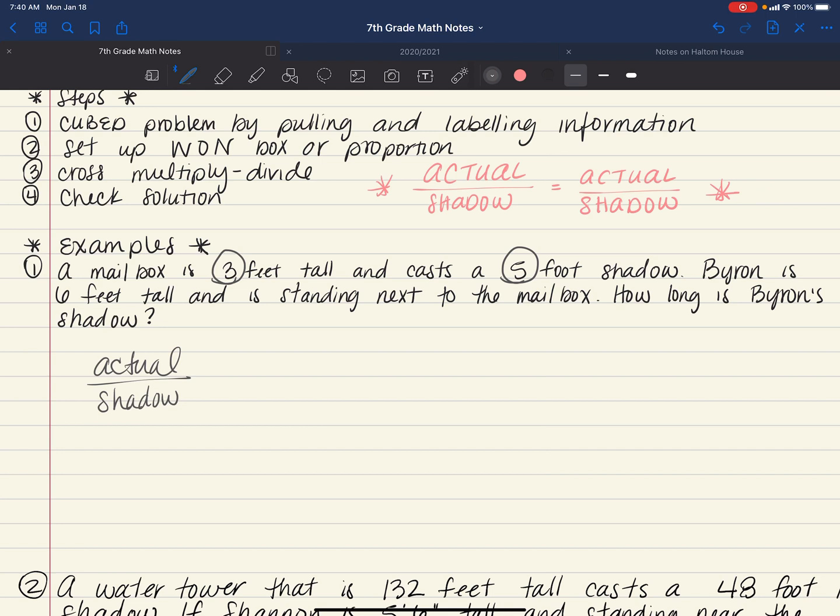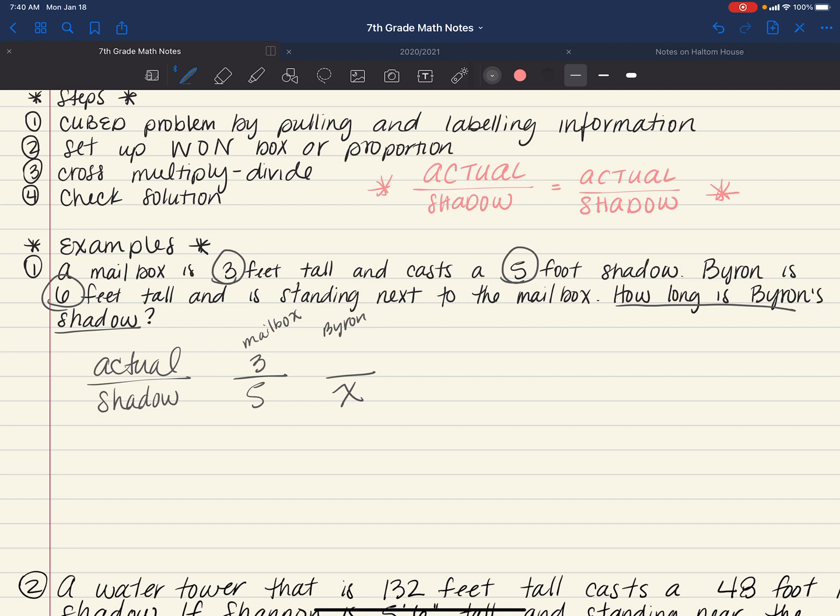And I have to keep the mailbox numbers together. So that's going to be 3, the actual height of the mailbox, over the shadow's height of the mailbox, 5. Byron is 6 feet tall and is standing next to the mailbox. How long is Byron's shadow? So I know that the shadow length for Byron is going to be my variable because I don't know it. So I need to pull out a letter to represent it.